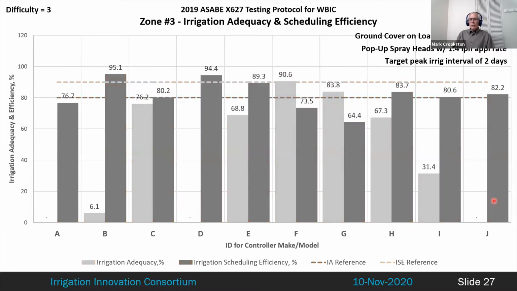So this is now zone number 3. Again, irrigation adequacy and irrigation scheduling efficiency. And we're seeing more controllers do well. C, E, F, G, and H had relatively high marks, whereas controllers A, B, D, and I, and J tested poorly in one or the other or both.